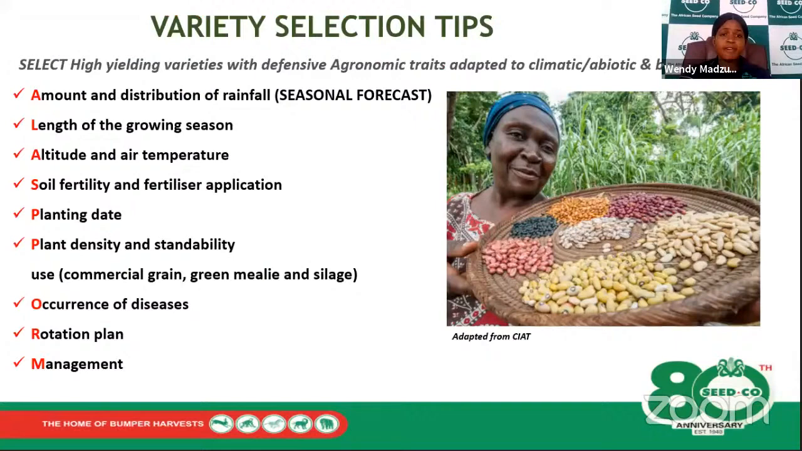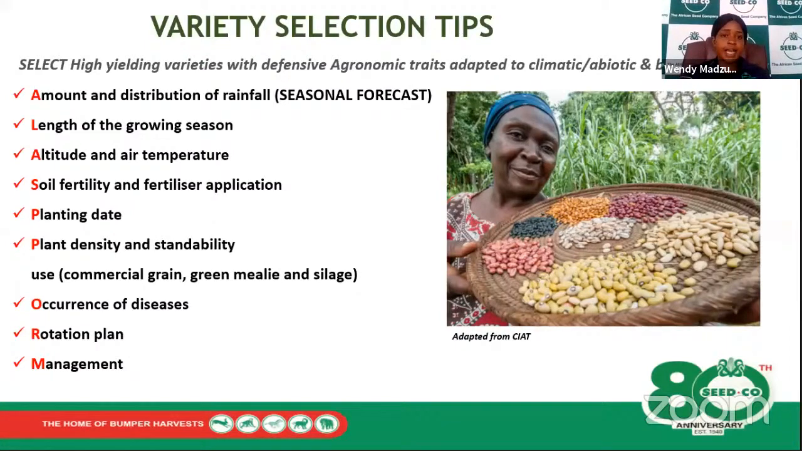Now, to just highlight some variety selection tips. Selecting high-yielding varieties with defensive agronomic traits that are adapted to climatic, which are the abiotic factors, as well as the biotic factors, which include disease pressure, is important because it feeds into your profitability as well as production level. The amount and distribution of rainfall, which is the seasonal forecast, the length of the growing season, altitude and air temperature in line with the agroecological regions. This is very important because it will guide you on whether or not your crop will make it to full maturity, especially if it's purely a rain-fed crop.